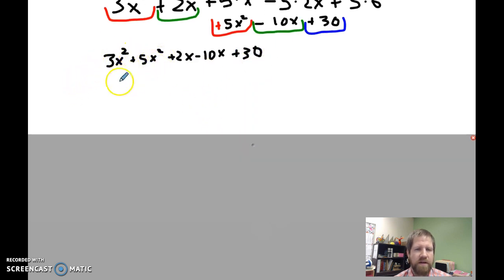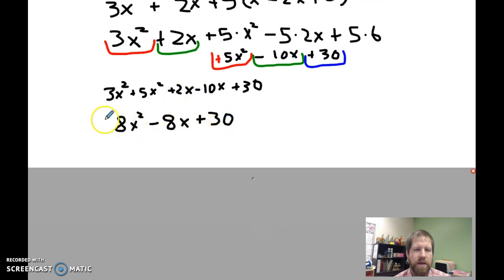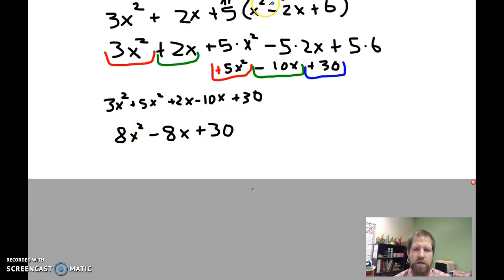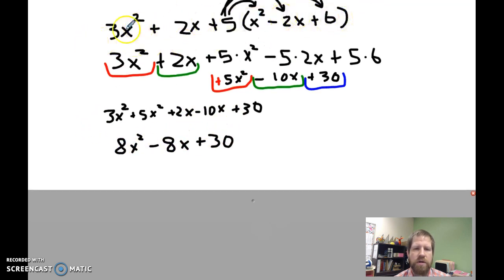3x squared plus 5x squared is 8x squared. I'm getting ahead of myself. So now I've got a positive 2x minus 10x, which is going to come up with a negative 8x. And then I've got my plus 30. And then I've got my simplified expression for this whole expression up here.